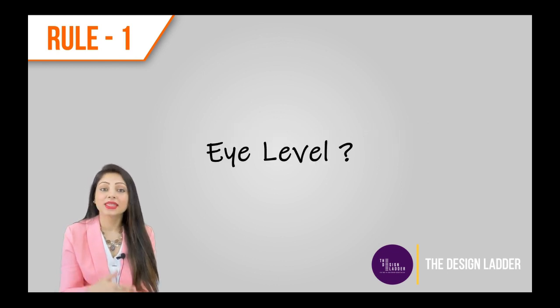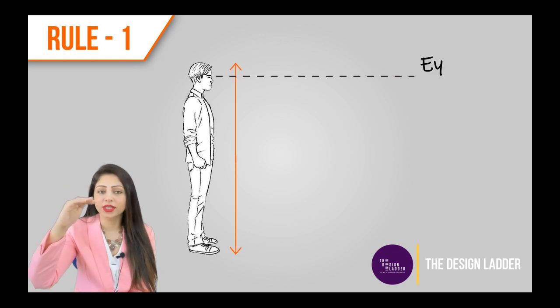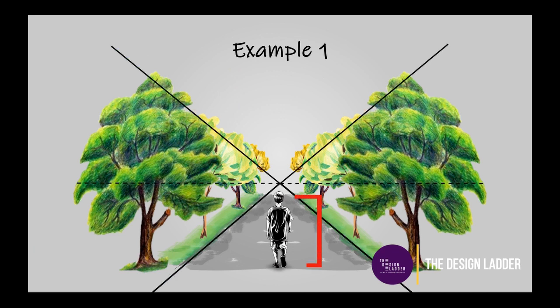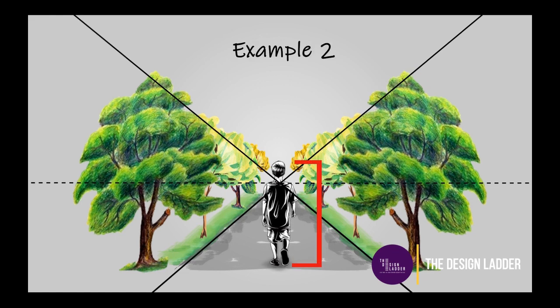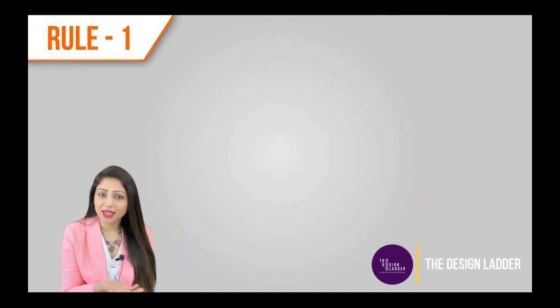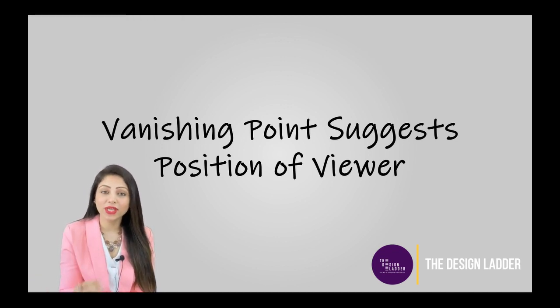Eye level means the level of your eyes or the height of your eyes above the ground, that is approximately equal to your own height. If a person of this height is viewing this scene, to him things will appear to vanish at this point. Or if the person of this height is viewing the same scene, the things will appear to vanish at this point for him. So in other words, we can say that vanishing point gives us the idea of where the scene is being viewed from, or where the person viewing the scene will exactly be sitting or standing.